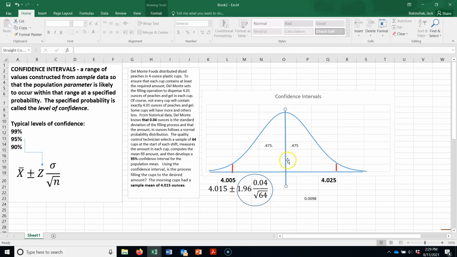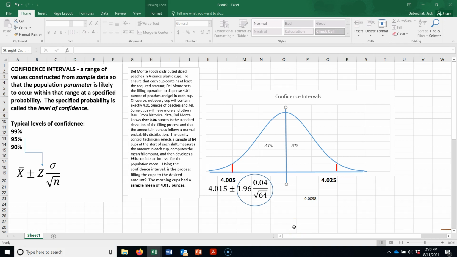Okay, now the other part of that too is, the actual population mean could be here, very close to the 4.025, which means we might be filling a little more than we should, so we want to be careful. Or it could be very close here to the 4.005, which means we may be inching down towards under 4 ounces of peaches, and then the customer's going to start getting mad, and we don't want to have that happen. So, but for right now, we could assume that the population mean is somewhere between those 2 points, and that's the way we would report those results.